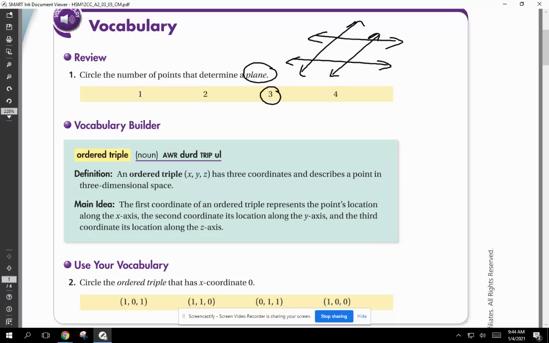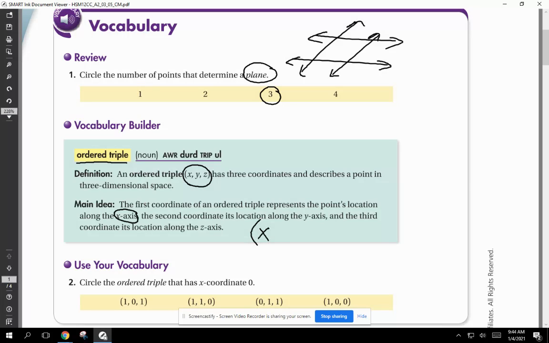So vocabulary builder, an ordered triple, and that's what it says here. Ordered triple is our first word. Definition: an ordered triple is x, y, and z. It has 3 coordinates and describes a point in a three-dimensional space. Main idea: the first coordinate of an ordered triple represents the point's location on the x-axis. And these are all alphabetical. Like I said before, it looks like this.